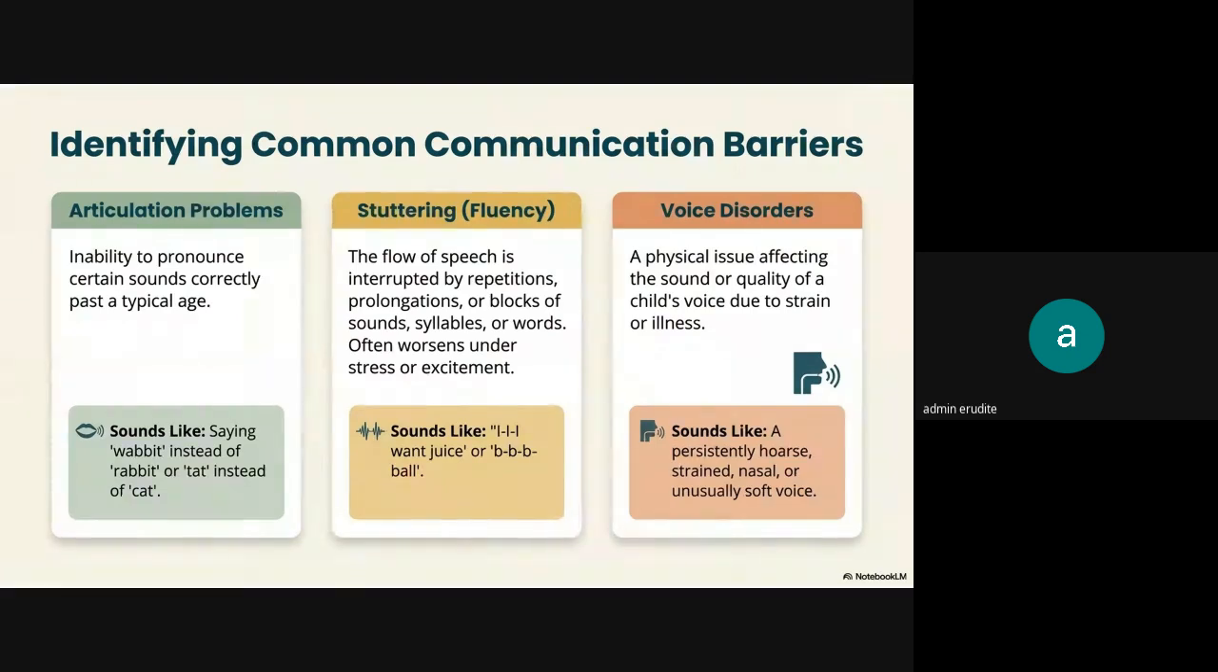Then the second block, we are looking at stuttering. This is a speech fluency issue. This is where a child will repeat syllables, sometimes even prolong certain sounds, especially on vowels. So they won't say ice cream, but they will say i-i-ice cream, or they will say something similar.